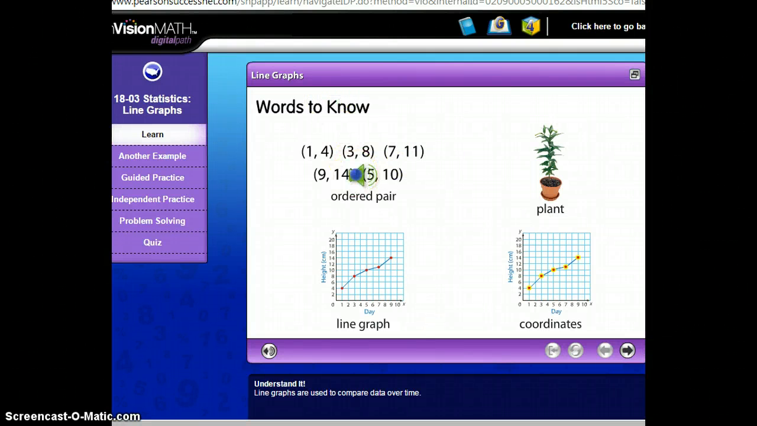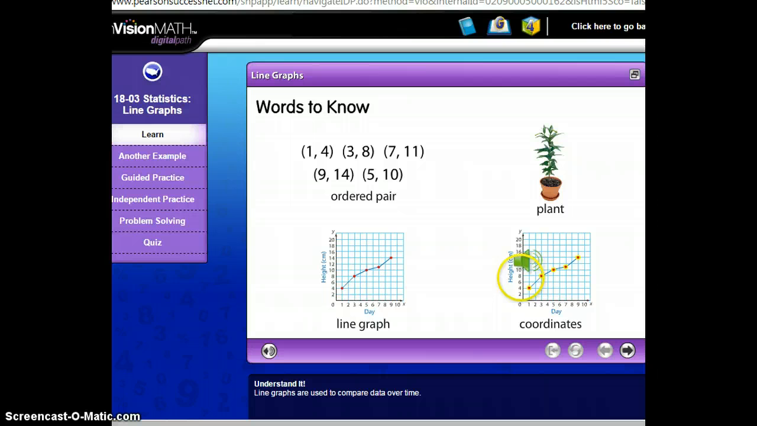Words to know: ordered pair, plot, line graph, coordinates. All right. First of all, when you have a line graph, you put it on an axis. You have an x-axis, which is marked right here. An x-axis runs horizontally.